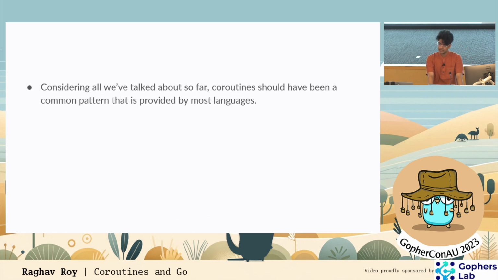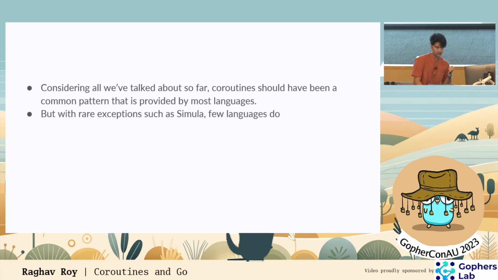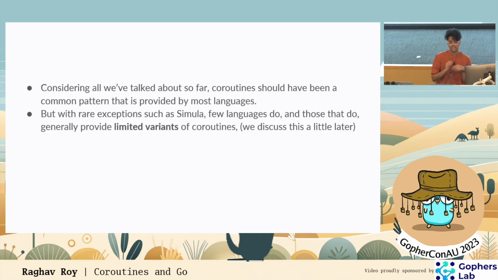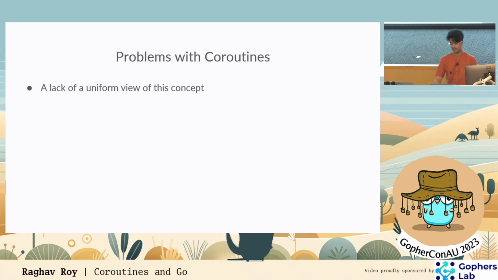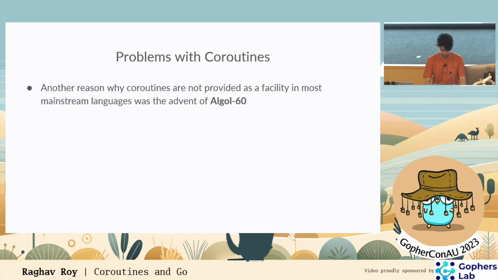So where are coroutines now? Considering all that we've talked about, coroutines should have been a common pattern that is provided by most languages. But with a few rare exceptions like Simula, few languages actually do provide this. And you may be thinking that you know a few languages that do, but actually probably the ones that you're thinking of provide limited variants of these coroutines, and we discuss this a little later. So the few problems with this is that generally there's a lack of uniform view of this concept, and there are no really precise definitions on it that everybody agrees on.